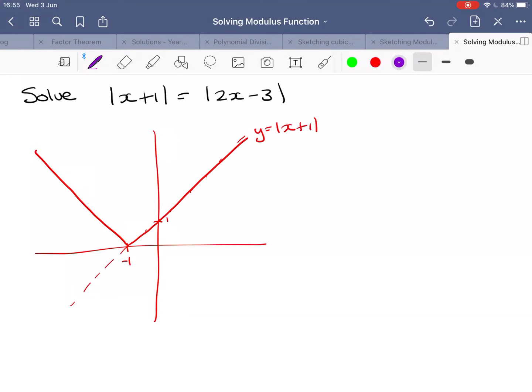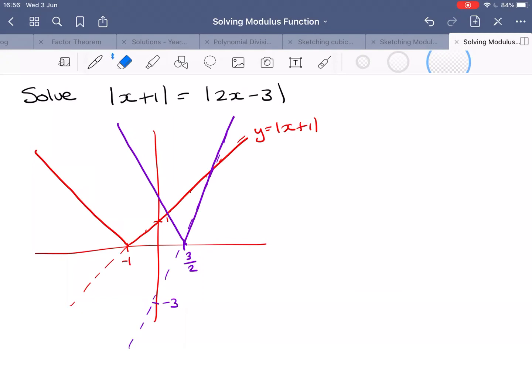Now in purple, I'm going to do the modulus of 2x minus 3. What does that look like? Well, it would cross at minus 3 if I was doing the graph of y equals 2x minus 3. It's steeper than my previous one, so I need to make sure I draw it steeper. So I'm going to draw it a little bit steeper like this. Okay, crosses the y-axis at minus 3 and it crosses the x-axis at 3/2. And because it's the modulus, I only want the parts that are above the x-axis. Okay, so I need to reflect in the x-axis.